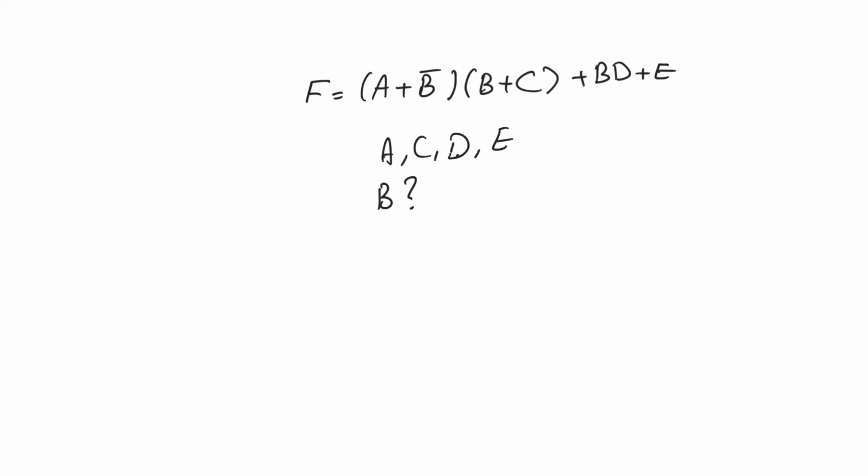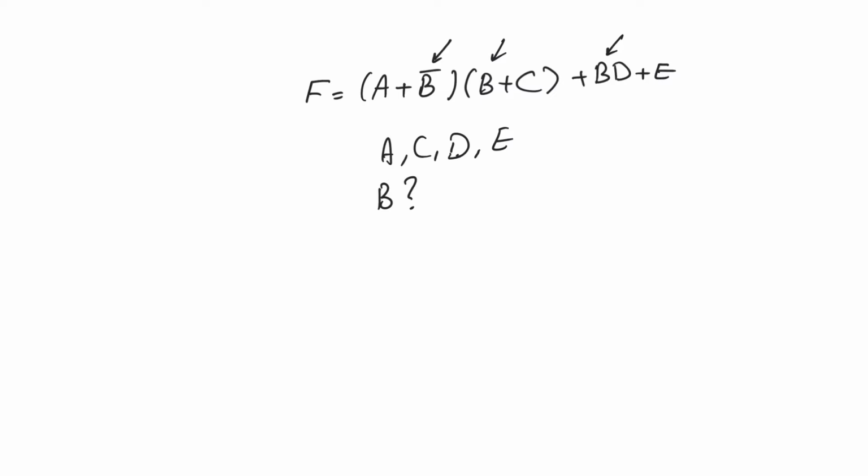B, on the other hand, is a possible source of hazards because it makes more than one appearance, and one of them is inverted, the others are not inverted. So there's a possibility of static hazards occurring here.